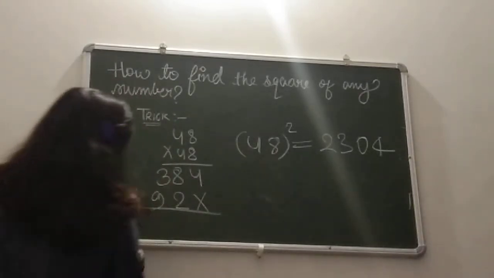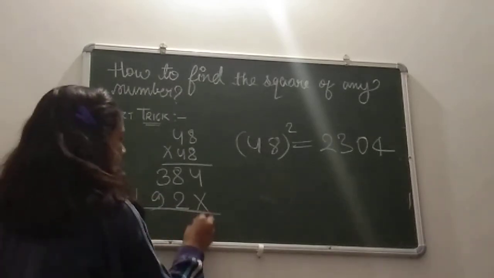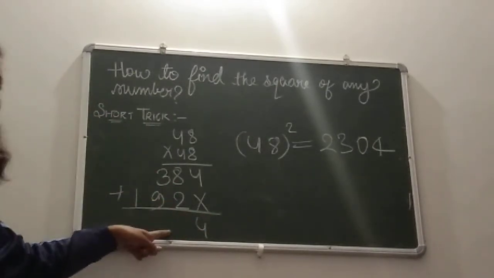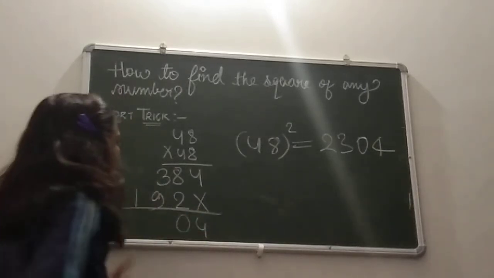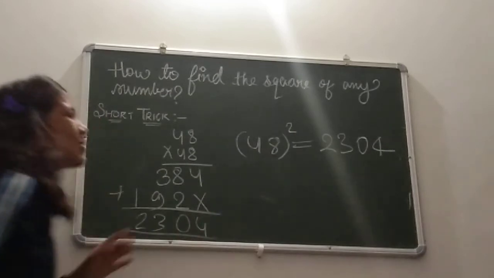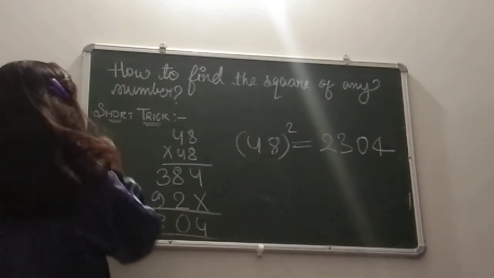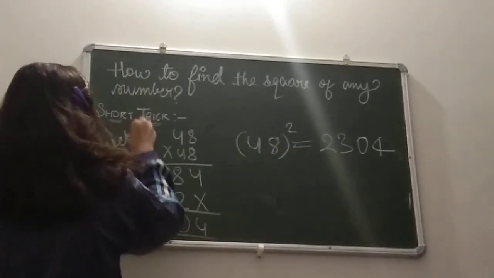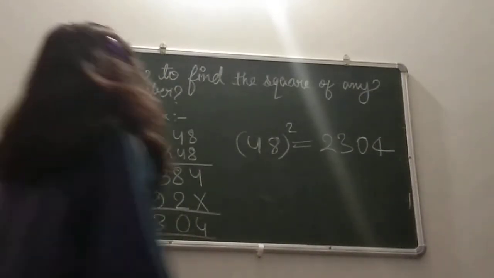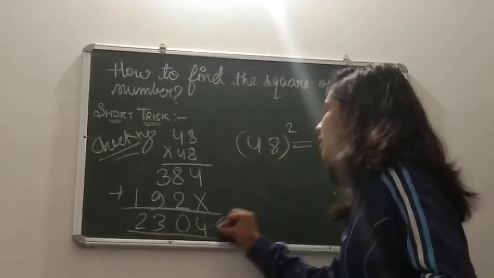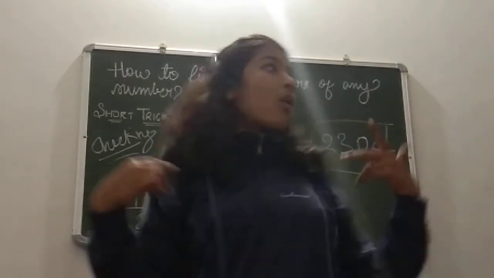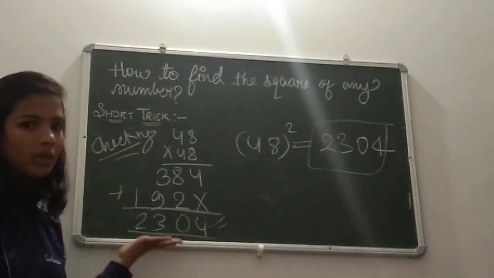Now we have to add. 4, then 8 plus 2 is 10, so 0, 1 carry. 10 plus 3 is 13, 3, 1 carry, and 2, 3, 0, 4. As you can see, this is the check. When we check this trick, we got the same answer here as we got here. So this way we can say that yes, this trick is working.